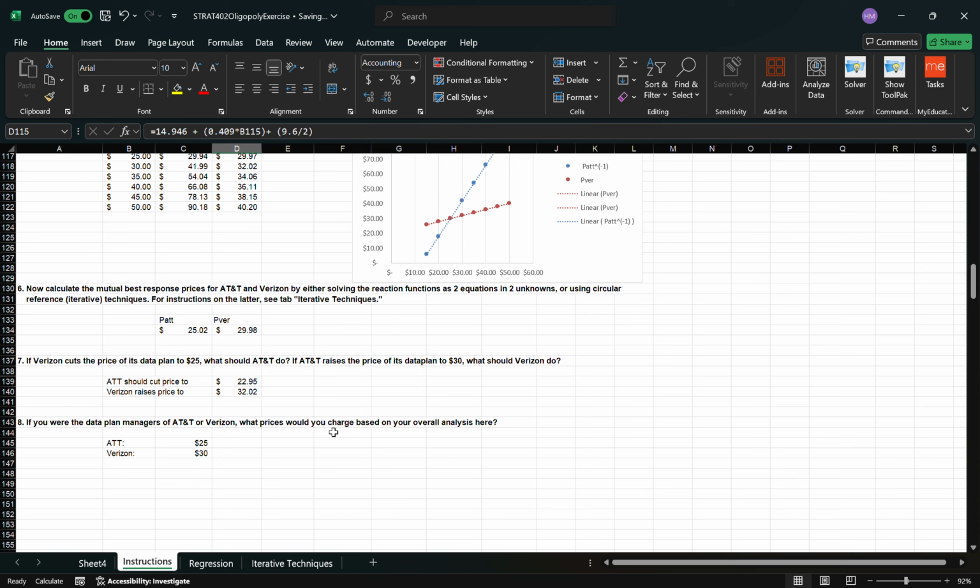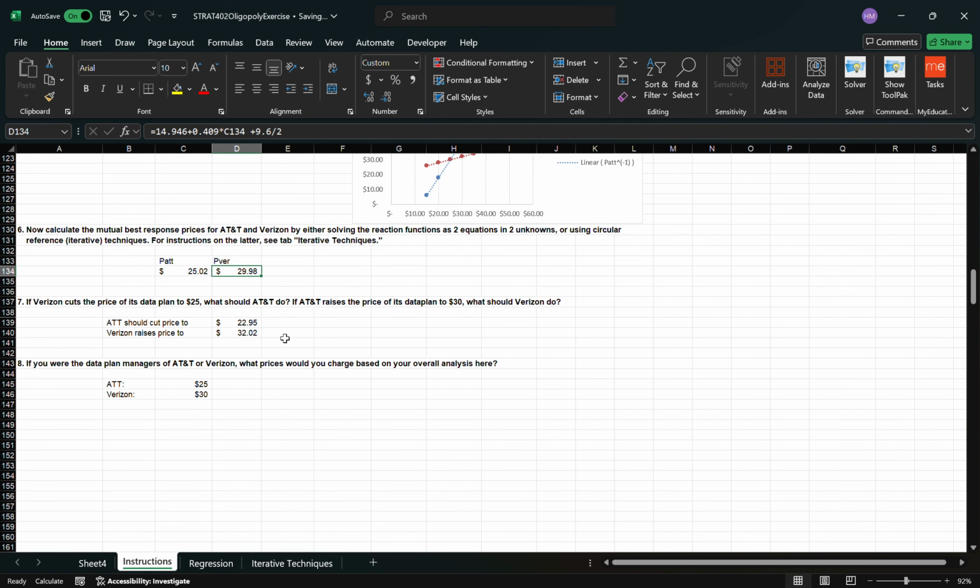And number 6 says to calculate the mutual best response prices for AT&T and Verizon. And so what I did for that is I took our 2 equations again and I plugged them in. And then since you have to reference the cells, I just followed the directions and the iterative techniques to get them to reference each other and solve out. So the mutual best response prices would be 25.02 for AT&T and 29.98 for Verizon.